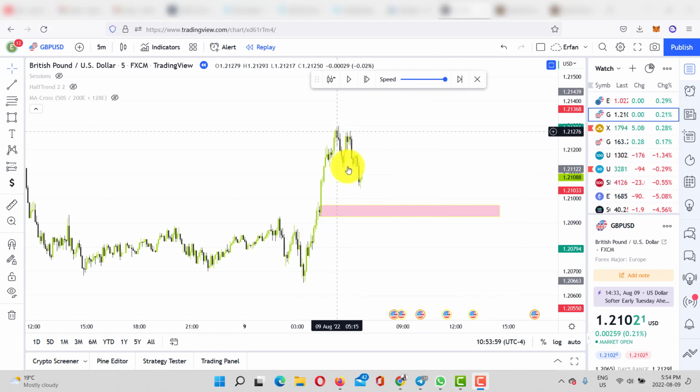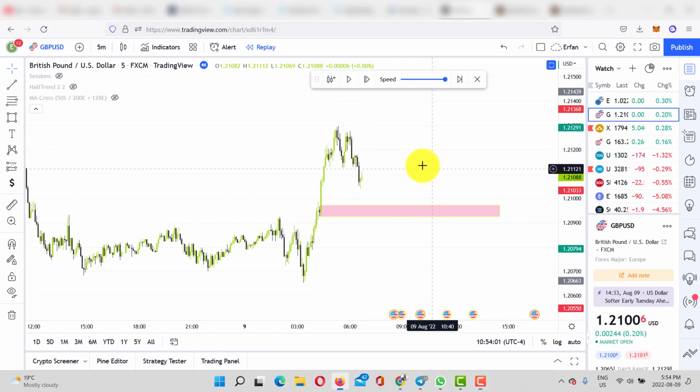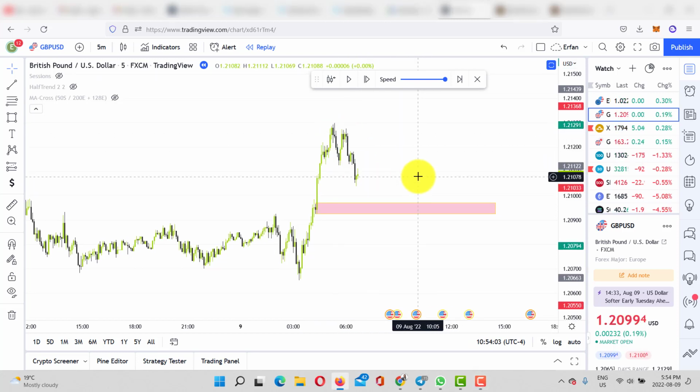So this one was a really cool one and I really wanted to show you guys why I paid attention to this trade and why I took it.